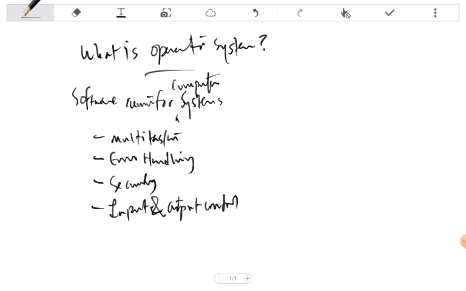Then input and output control, controlling devices like printers. I'm sure you don't just print directly to your printer, you connect your printer to a system. And so it's this operating system that helps you to identify and drive your printers, your scanners, and all these other devices, output devices, and even input devices. It is the one that helps you to coordinate everything.